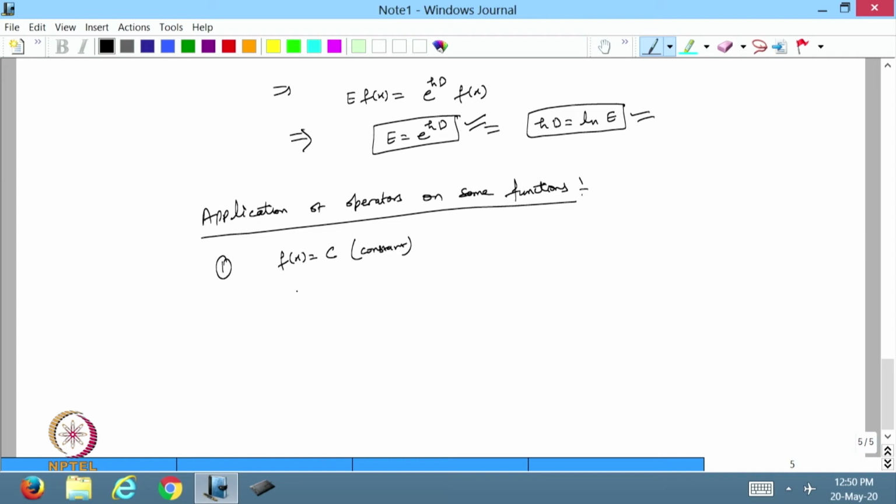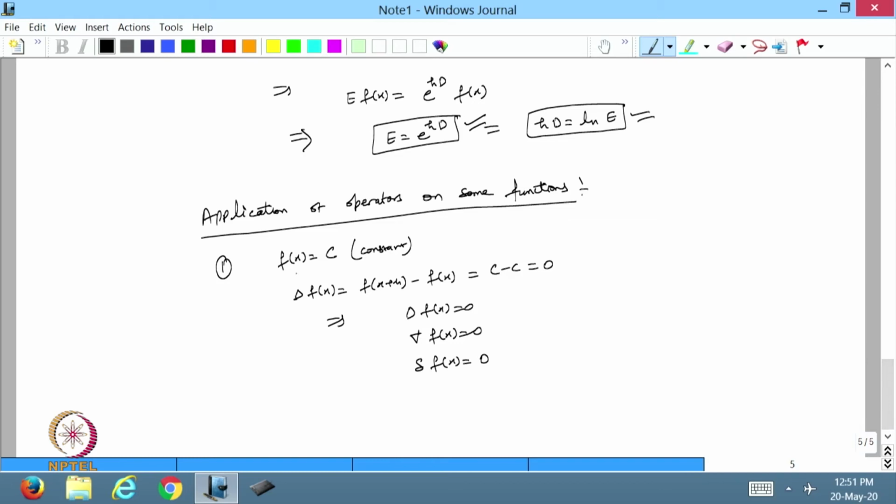So, let us apply my forward operator. What will be Δf(x)? I know that the forward operator applied on f(x) will be equal to f(x+h) minus f(x). Now, the value of the function is constant, so it will be c minus c, that is 0. So, from here I can say that Δf(x) will be 0. Similarly, if I apply the backward, that will also be 0. Similarly, if I apply the central, then that will also be 0.